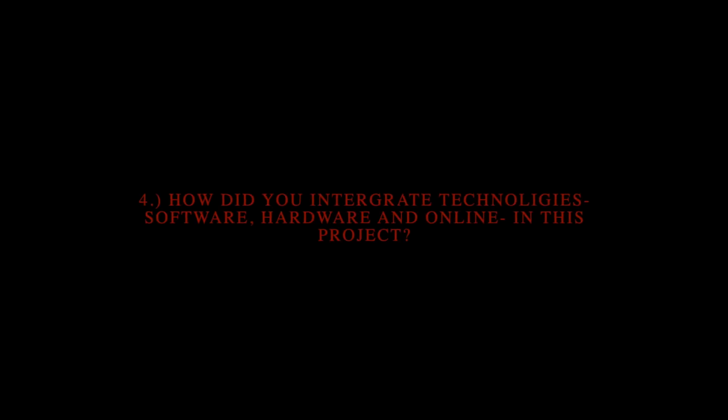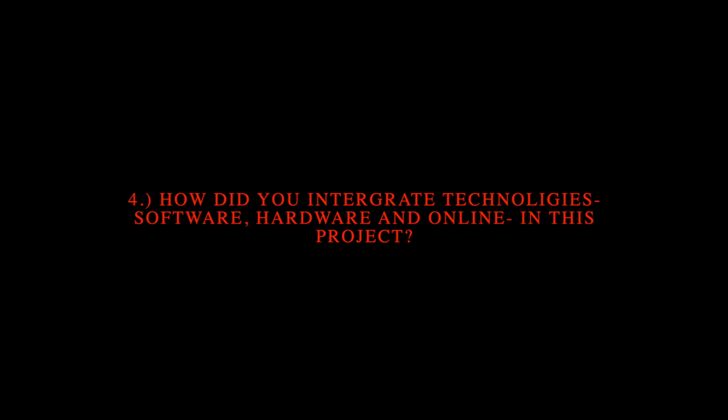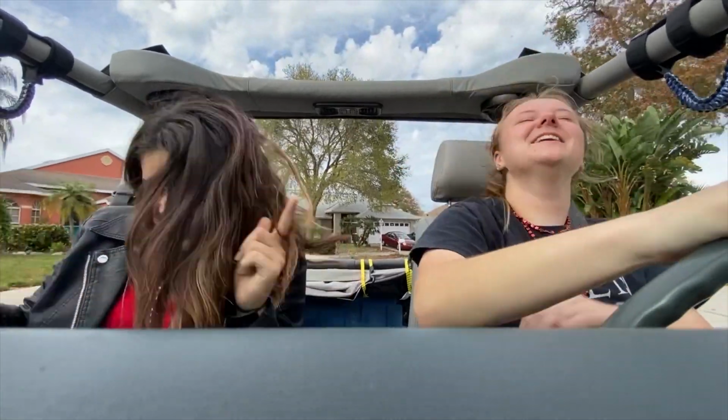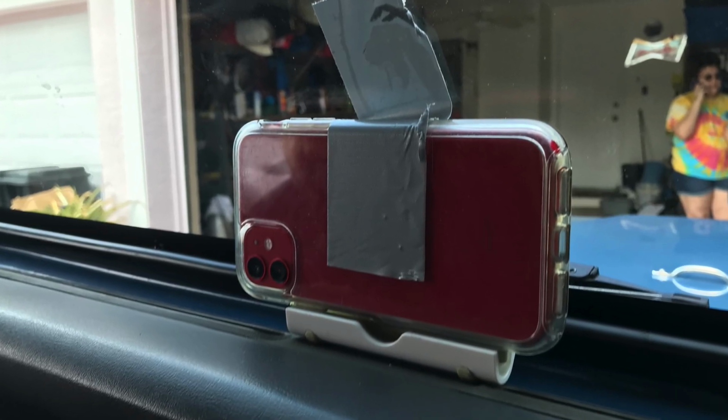So question 4. How did you integrate technologies, software, hardware, and online in this project? We used quite a bit of technology producing our title sequence. We used a camera that was issued by our school. We used my iPhone 11's wide-angle lens for the wide-angle shots from the dashboard of the Jeep. We literally just duct taped the phone to the windshield, as you can see in this picture.